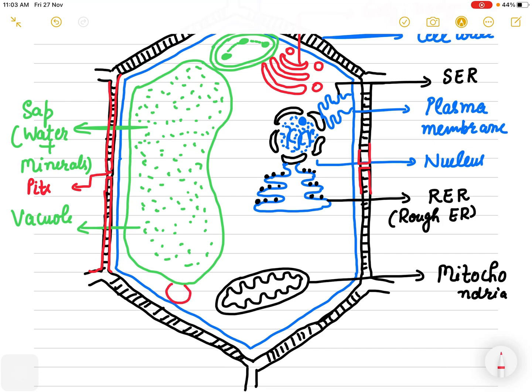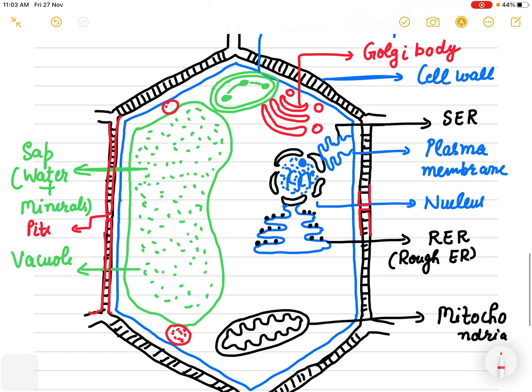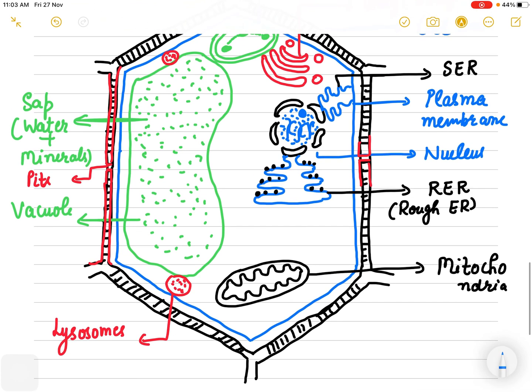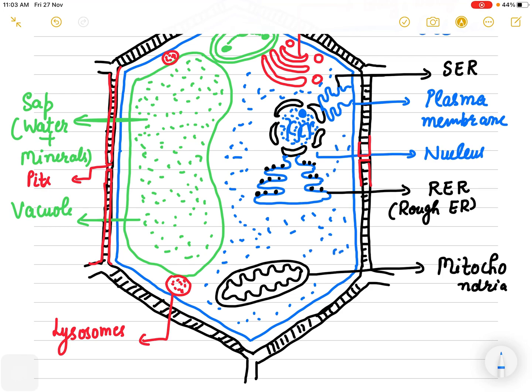Now here is another structure, round bodies. These are our lysosomes, right? And then there is our jelly-like structure. What is that structure known as? This jelly-like substance is known as your cytoplasm. So that completes your plant cell.